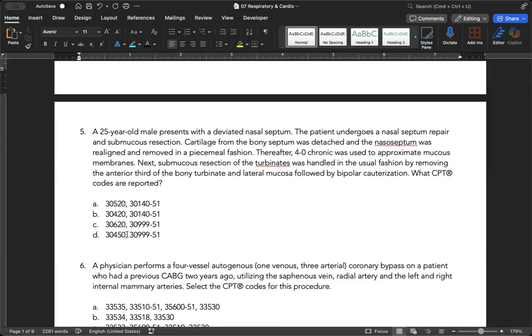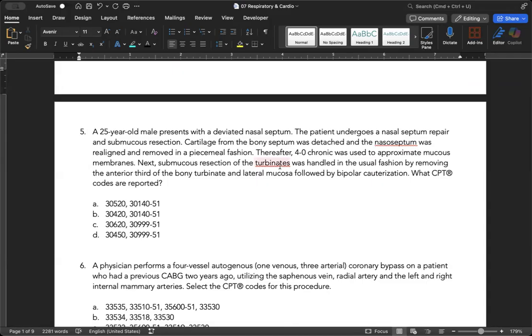So we have 2 that have 30140, and then 2 that have 30999. Or you could look at it as you have 2 that are very close here in your first. But let's just go do the 30140. So 30140, that is the submucous resection, inferior turbinate, partial or complete, any method.